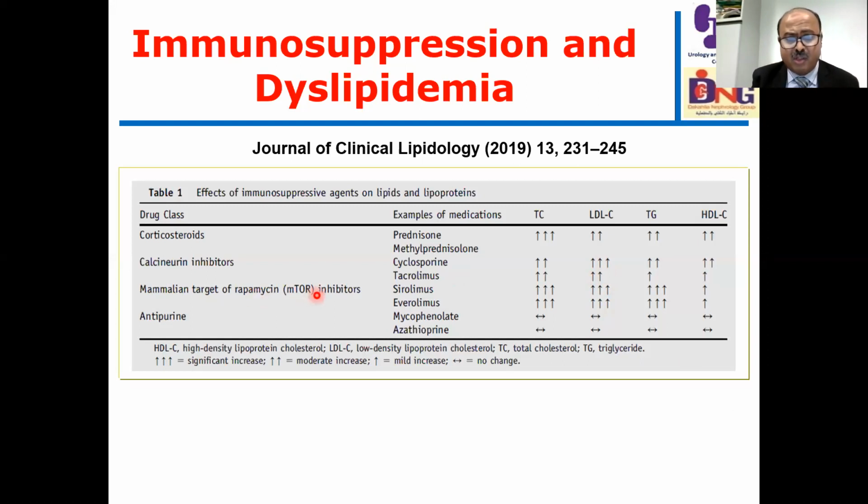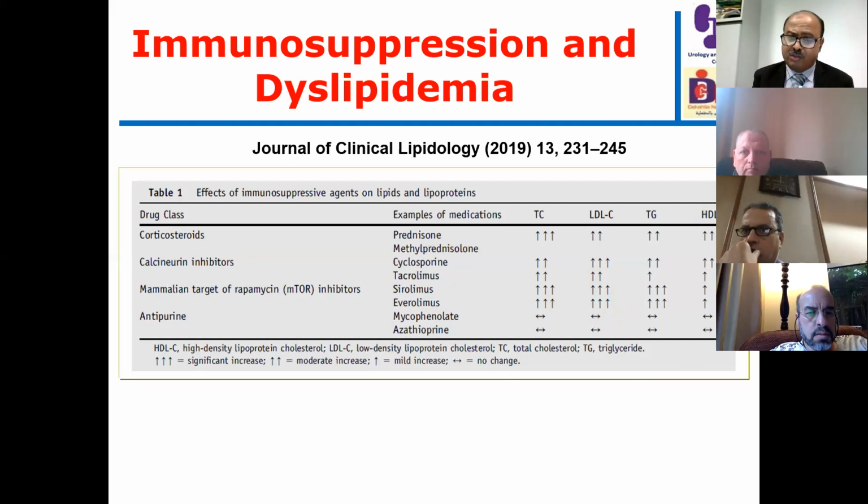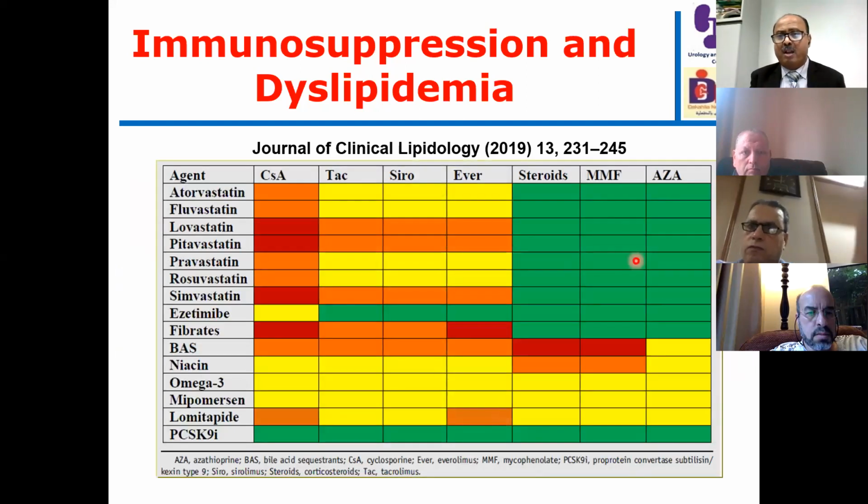Rapamycin and everolimus, sirolimus and everolimus are associated with hypercholesterolemia, and as I mentioned in the previous slide, mainly through stimulation of PCSK9, which inhibits LDL receptor functions. Is there any effect of antipurine, either azathioprine or mycophenolate? Their effects on lipid are neutral. So this table summarizes the effects of immune suppressive drugs on the lipid profile. I would like to show you this heat map, a very nice table, that shows the interactions between different immune suppressive drugs: cyclosporin, tacrolimus, sirolimus, everolimus, steroid, MMF, and azathioprine.